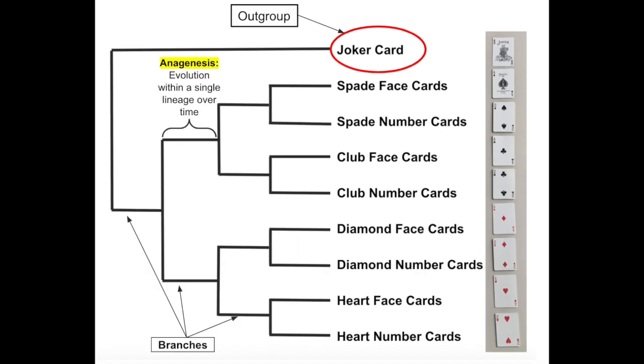The length of the branches, which are the horizontal lines on the tree, measure the amount of relative evolutionary time, so shorter branches mean more closely related species. This evolution that occurs on one branch or lineage is called anagenesis.